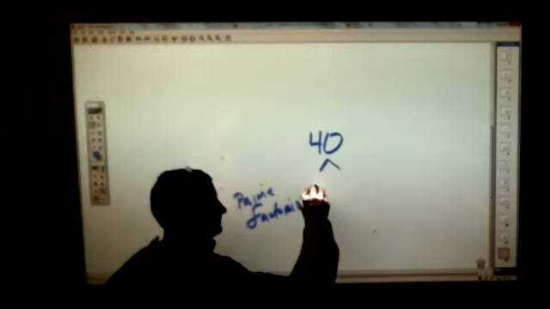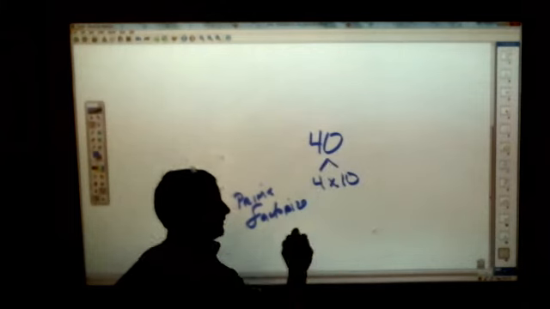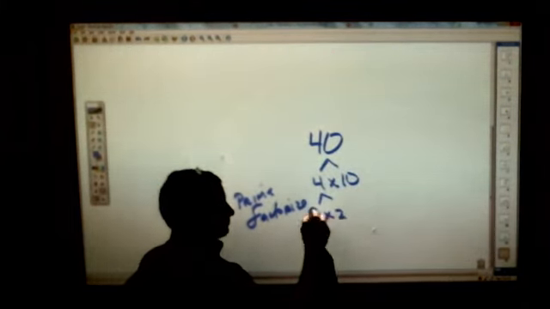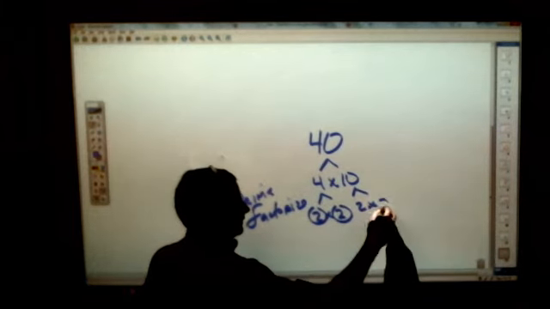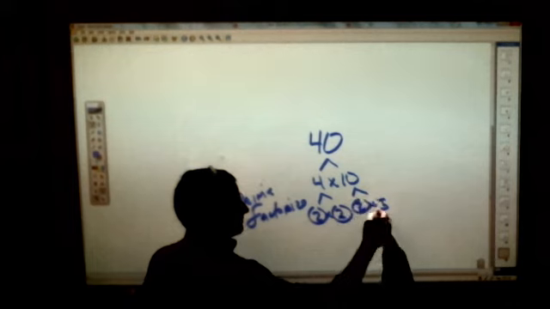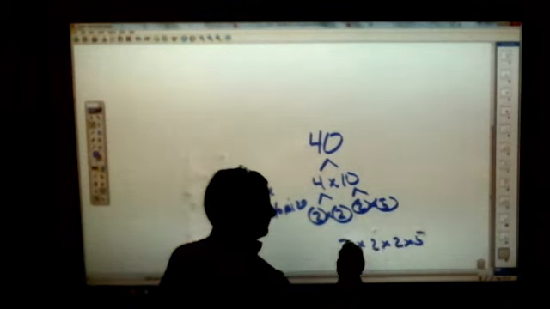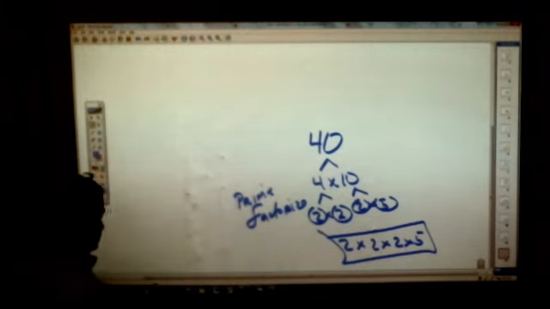You can break 40 into 4 times 10, or you could have done 8 times 5, it wouldn't matter. 4 can be broken down to 2 times 2. Those are prime, so I can stop. 10 can be broken down to 2 times 5. Again, both prime, so I can stop there. 2 times 2 times 2 times 5. Everybody happy? Yeah. I guess so.